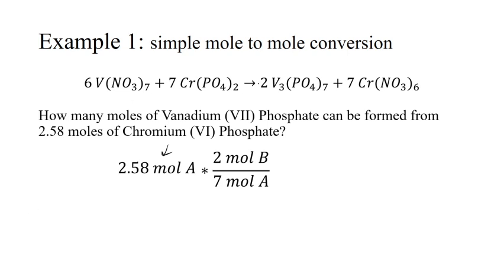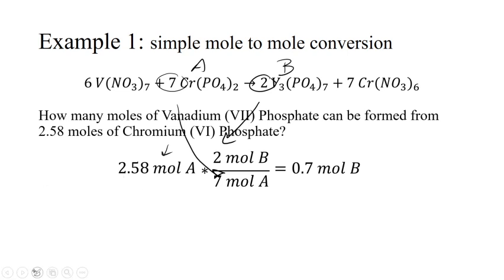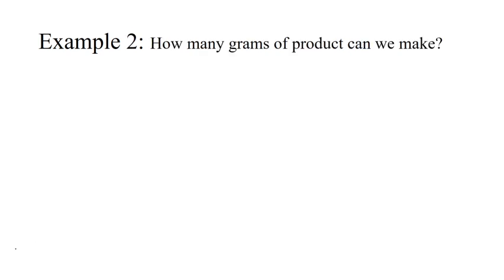All right, because it's asking how many moles of vanadium can we make with moles of chromium. Okay, so great, 2.58 moles of our chromium phosphate. Now, what we're going to over what we're coming from, so B over A, we have 2 of B, 7 of A. Those come down here into our mole ratio. And then we do some math, and we can make 0.7 moles of vanadium 7-phosphate. Easy as that.